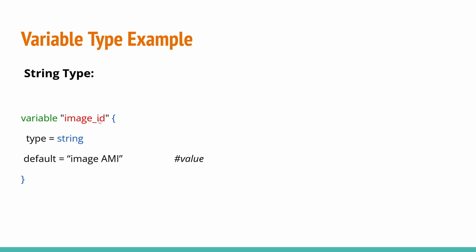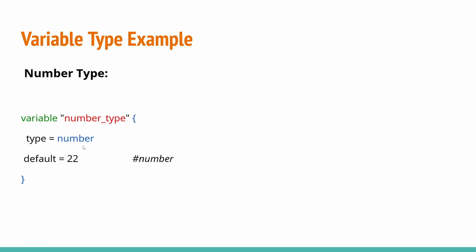You can define it as image also. In the curly bracket you need to define the type, which is an argument, as I told you. Here you can define the type, which is the string type we are going to discuss. And default is where we give the value. I am giving the image AMI. There is another one also, here it is a number.